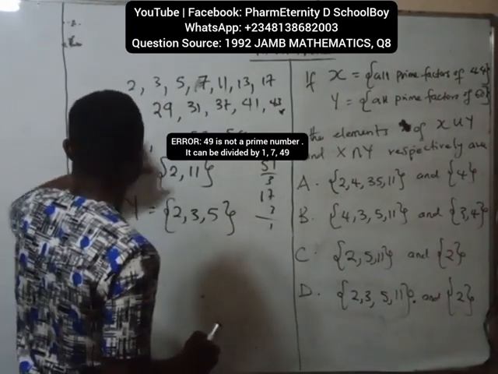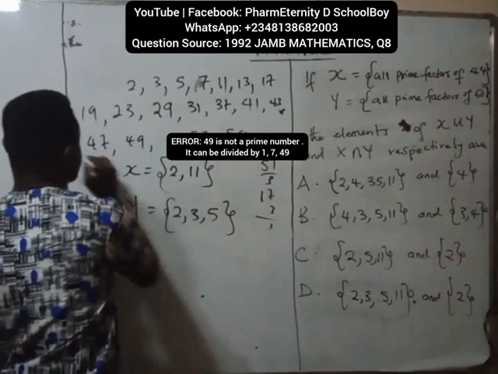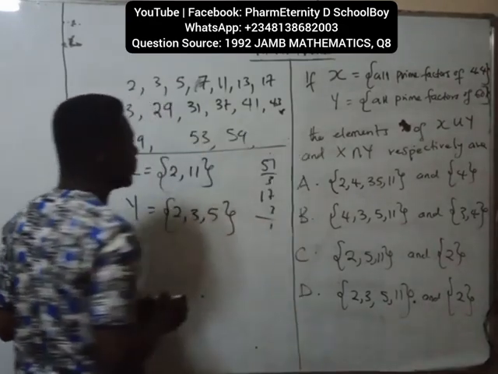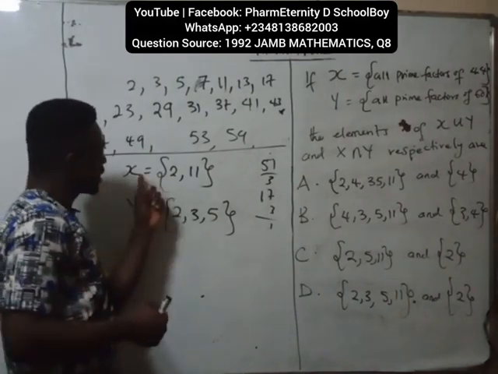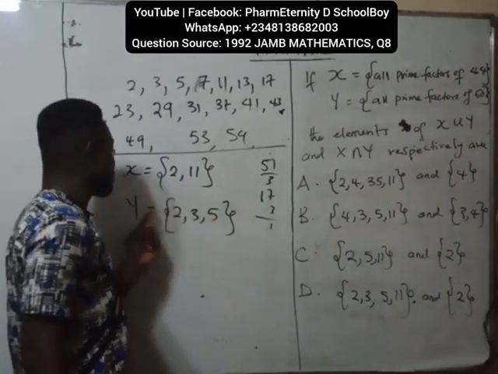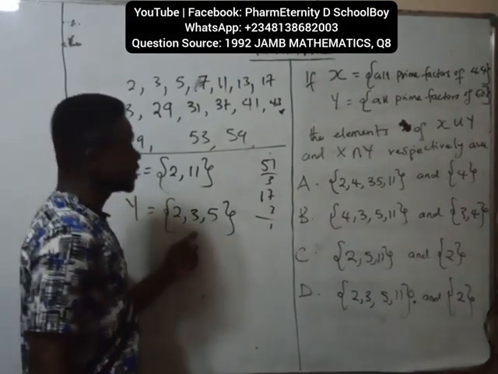No. I think these are the prime numbers from 1 to 60. Alright, let's go. So these are the prime factors of 44 and these are the prime factors of 60.